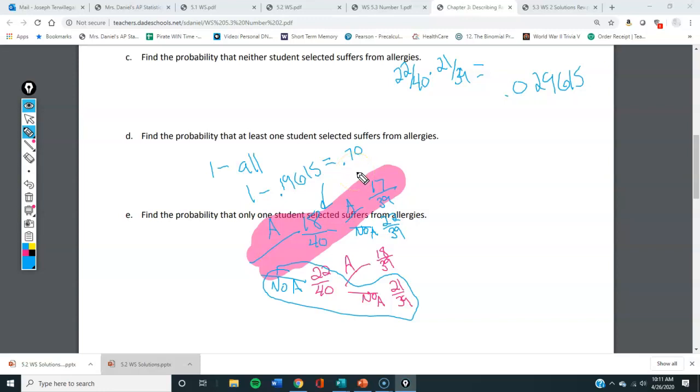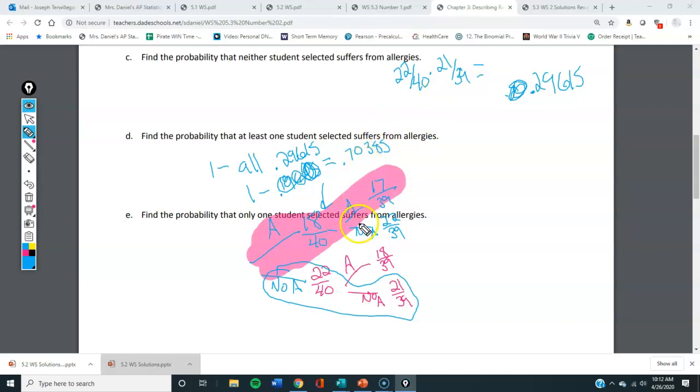No allergies. At least one. No, I did that wrong. Hold on. I wrote down all my answers wrong. This was not 0.0. This is 0.29. Okay. And that neither student has it is 0.29615. Phew! So that's 0.70385. We did it. Work was right. Problems wrong.